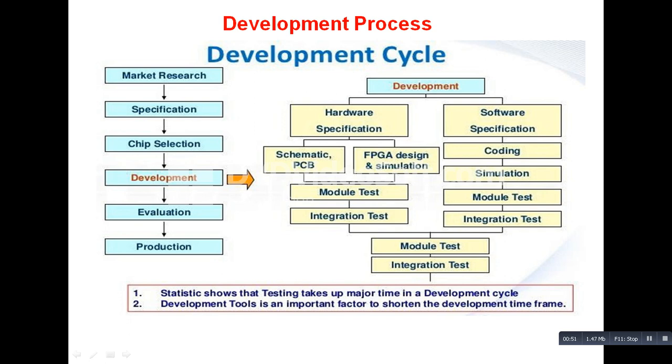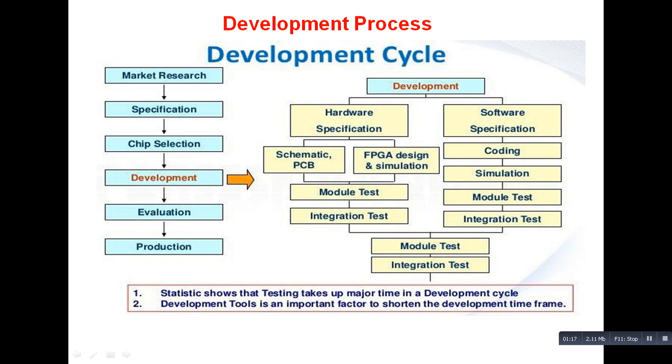According to the requirement, which type of hardware or which type of software is required, we specify that hardware and software. And according to that software and hardware specification, we select the chip, such as a system on chip or any other chip, whatever we require. After that we go to the next phase, that is the development.